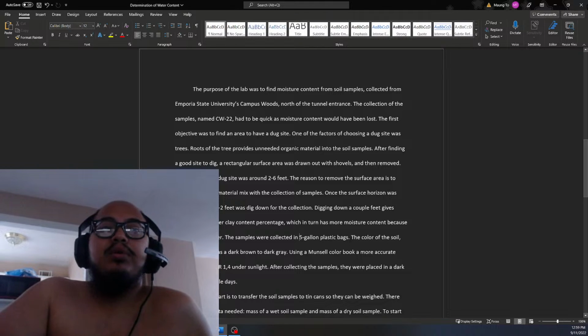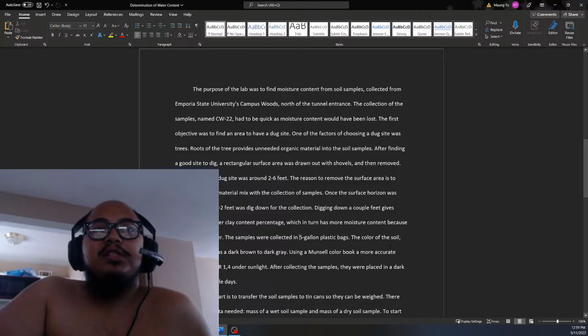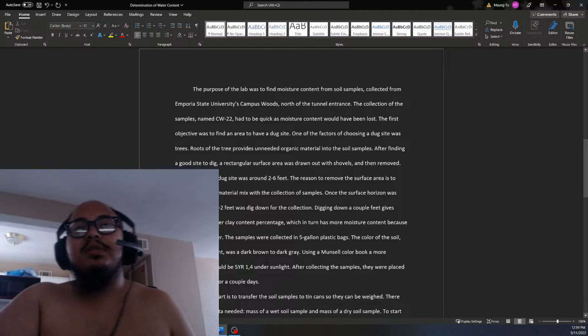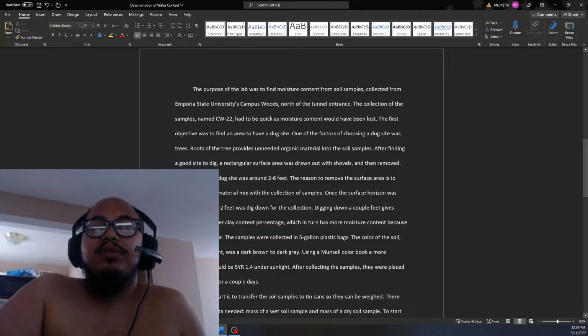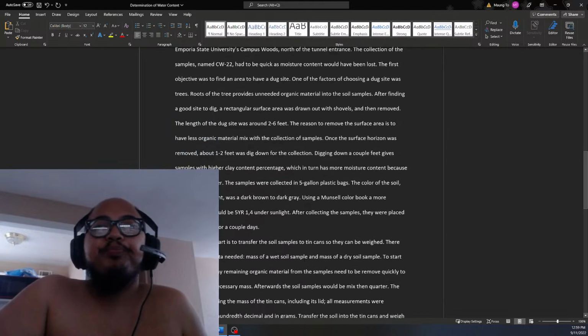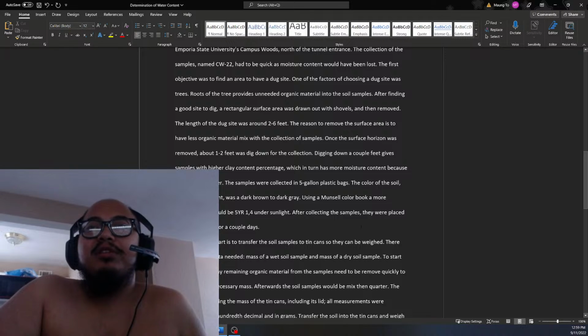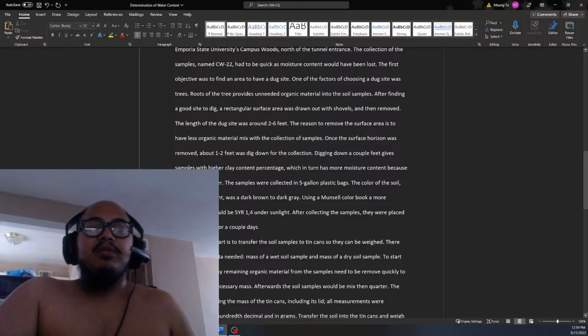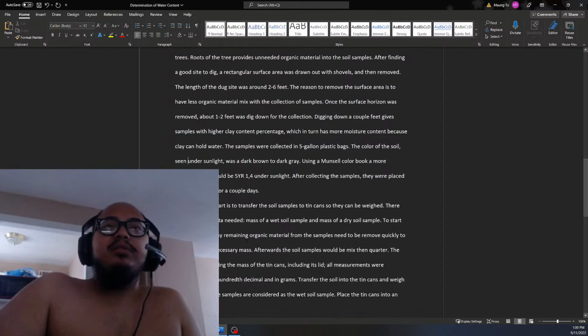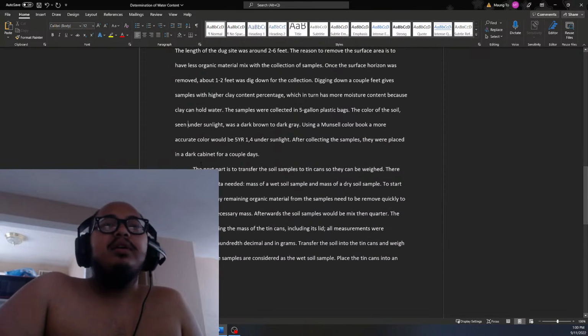The color of the soil under sunlight was a dark brown to dark gray. Using a Munsell color book, a more accurate color would be 5YR 1/4 under sunlight. After collecting the samples, they were placed in a dark cabinet for a couple of days.